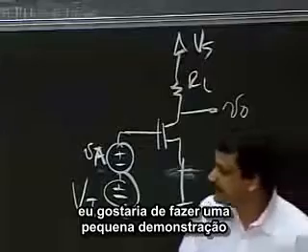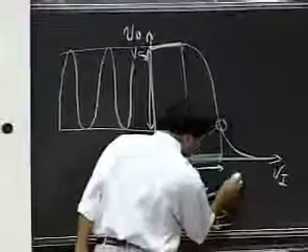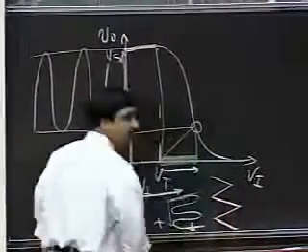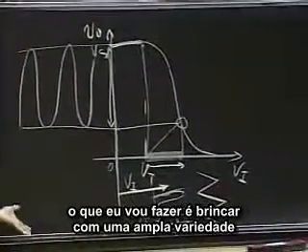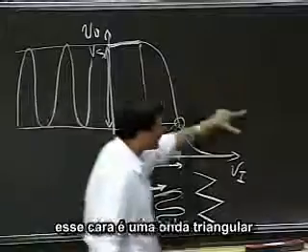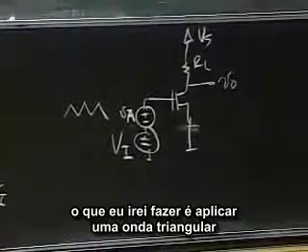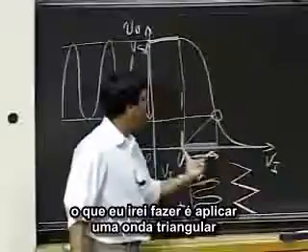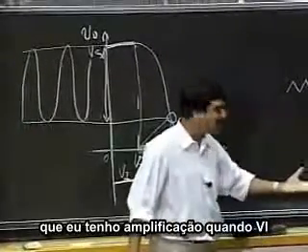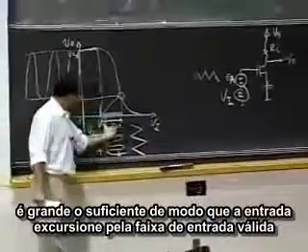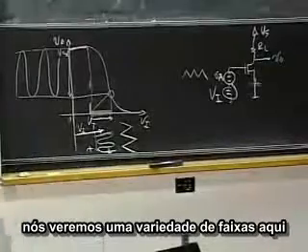Okay? I'd like to show you a little demo now. I'm going to show you an input that is a triangular wave. And what we'll do is I'll play with a wide variety of offset voltages. So this guy is a triangular wave. And what I'm going to do is apply a triangular wave, and we'll look at the output and convince ourselves that I get amplification when VI is big enough that the input goes into a valid operating range. And we'll look at a variety of ranges here.